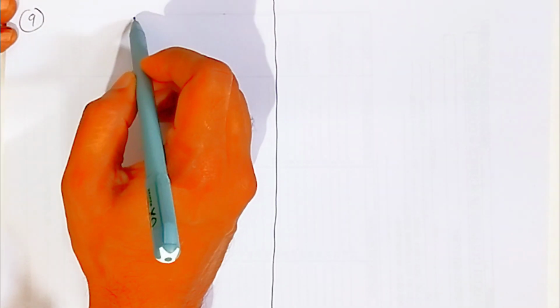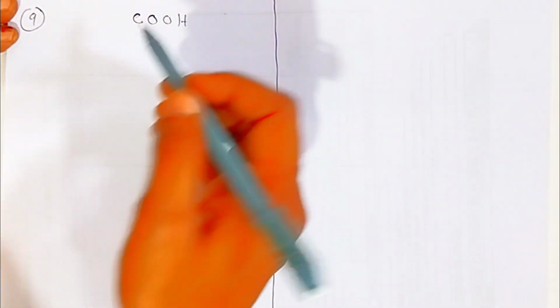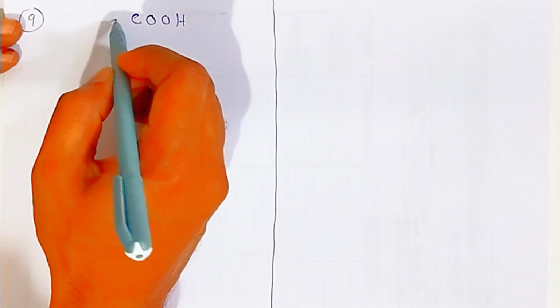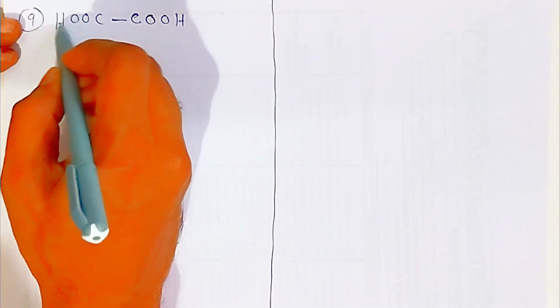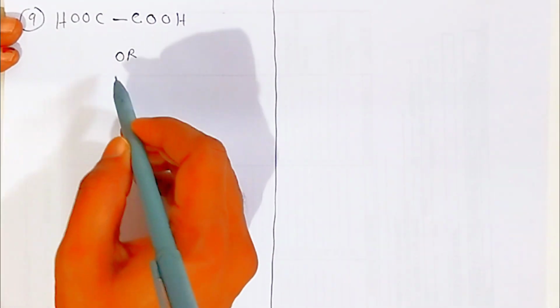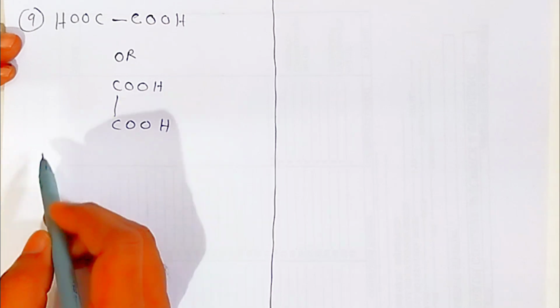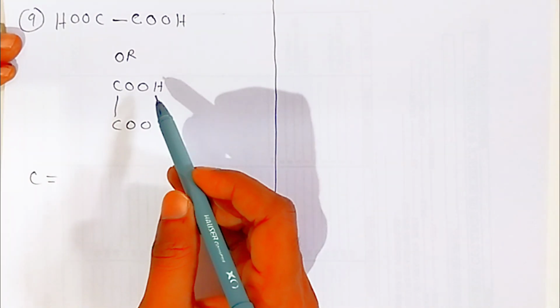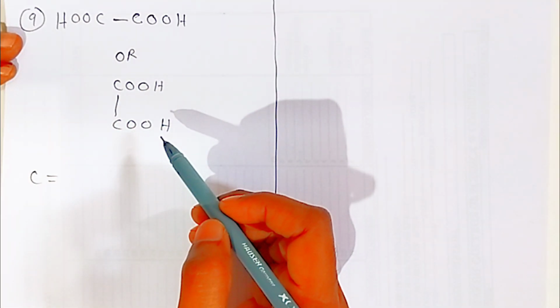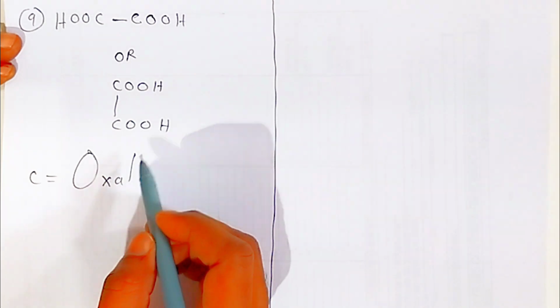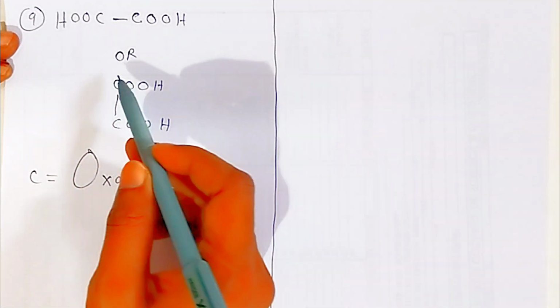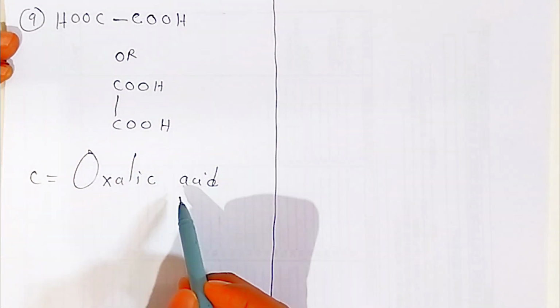If there is a carbon with an acidic group, and one more acidic group is present, then what will be the name? Sometimes we represent it like this, students. This is the same way. What will be the common name, students? If 2 carboxylic groups are present, attached successively, we call it oxalic acid.